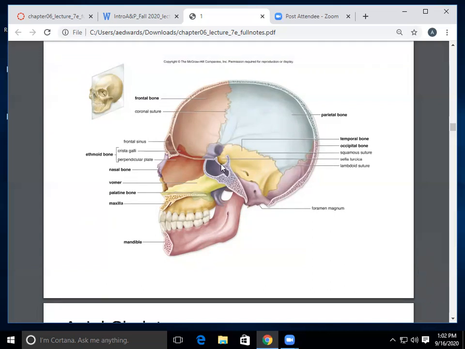All right, let's see. Here's another view you can get of the ethmoid bone. And here's what we saw, that perpendicular plate. The space here is called the crista galli. Here's that frontal sinus, that airspace within the frontal bone. Nasal bone, another view of the vomer, okay, a lot bigger than it looks from the front. Palatine bone.